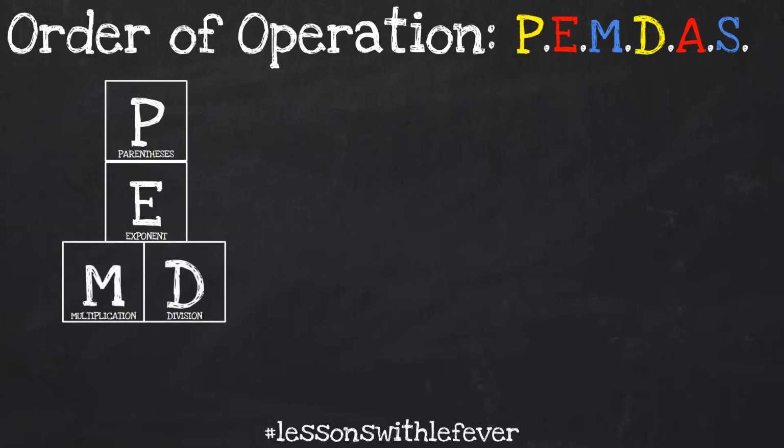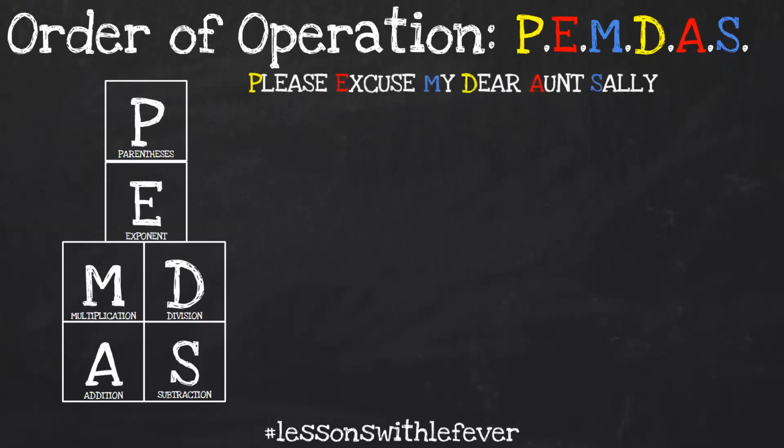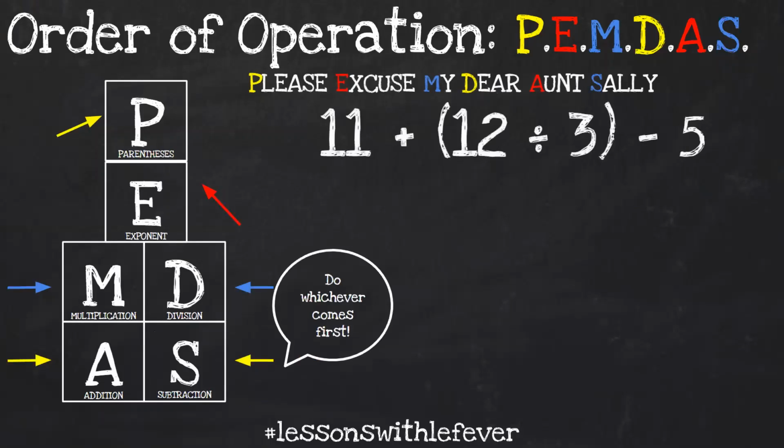Now, again, we have our PEMDAS. Please excuse my dear Aunt Sally. And I want to show you guys this in action. So here's my expression. 11 plus 12 divided by 3 minus 5. Since there are parentheses in this expression, that means I'm going to do whatever is inside of the parentheses first. That means I'm going to do 12 divided by 3. 12 divided by 3 is 4. So now I drop everything else down from my expression, and now it will be 11 plus 4 minus 5.